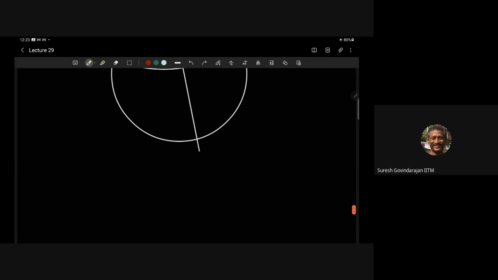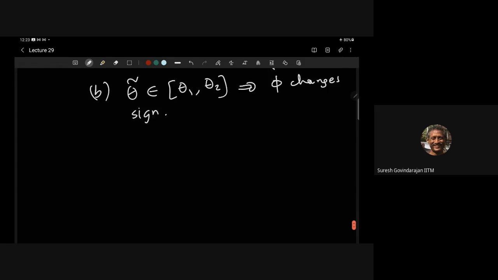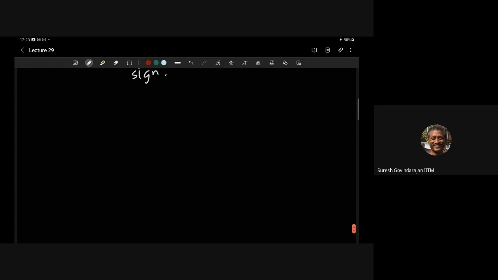Let's go to case B. Theta tilde belongs to the real, it's in this range. This implies phi dot changes sign. By the way, even psi dot changes sign, you can think about it. So it should go through 0 at some point. Now what is the picture I should draw? I should draw something where this trajectory will go backwards.